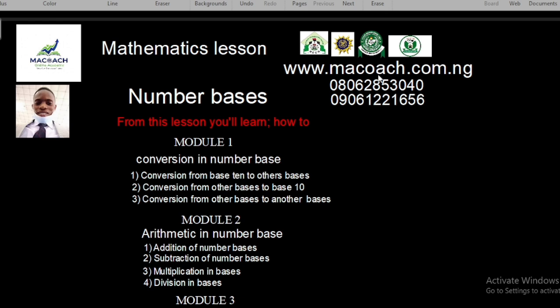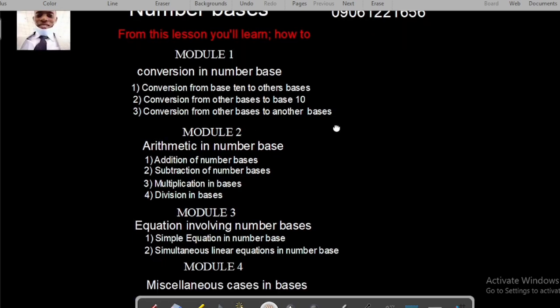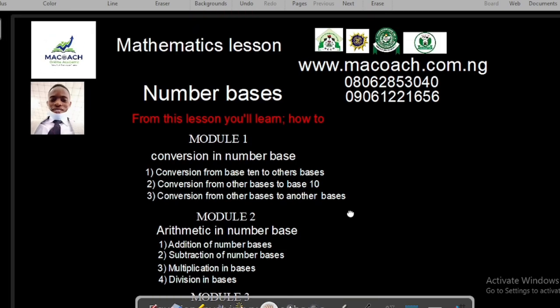The first topic we'll be treating is called number base system. Can you just echo that? Number base system. This lesson is divided into 4 modules.